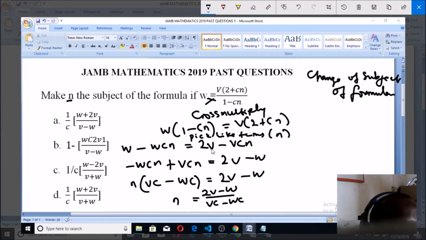Okay, please check out, up here is plus, so here is supposed to be plus. So this vcn is actually plus, so take note. So there's plus here, so that here we have minus wc plus vcn. So this vcn is plus here, so if it comes over it will be minus. So this should rather be minus, take note.